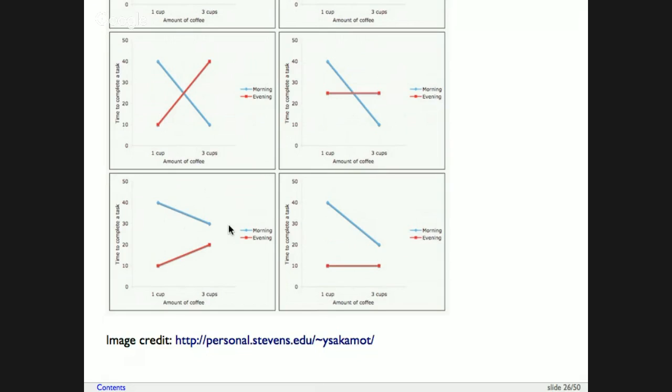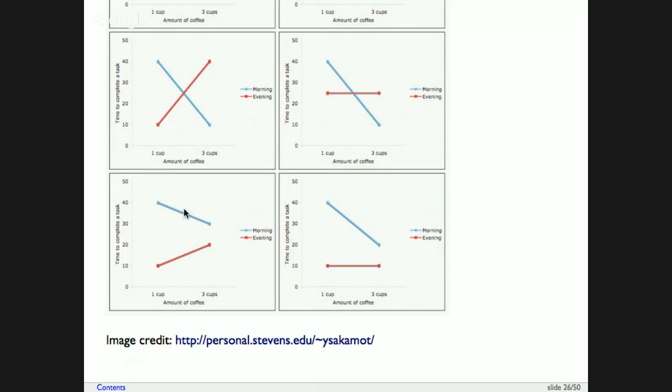So here the main effect of coffee would be nothing. There is no main effect. But you'd be missing out on something if you didn't include the interaction, because you see that it actually depends on time of day. So you would need an interaction term here to know that there is some importance of coffee, even though the average effect is 0 over morning and evening. The average time in the morning is 25 seconds, and the average in the evening is still 25 seconds. So there's no main effect of coffee, but there is an interaction with time of day.